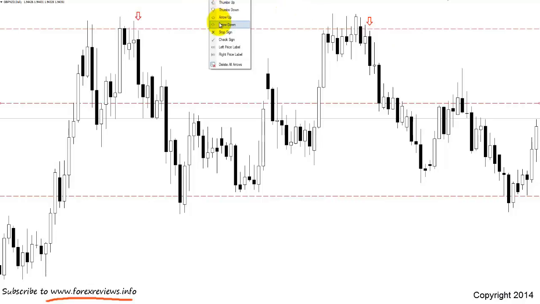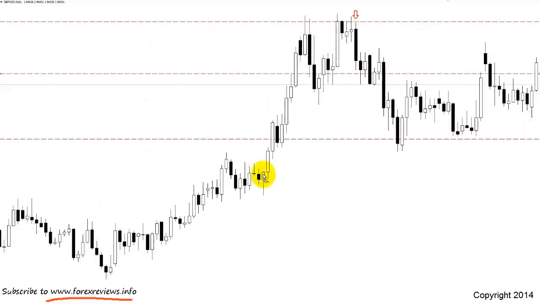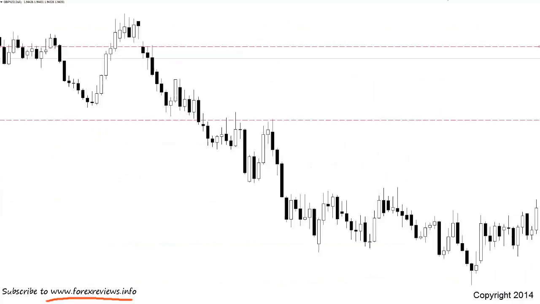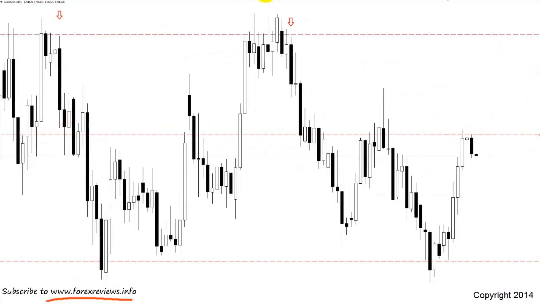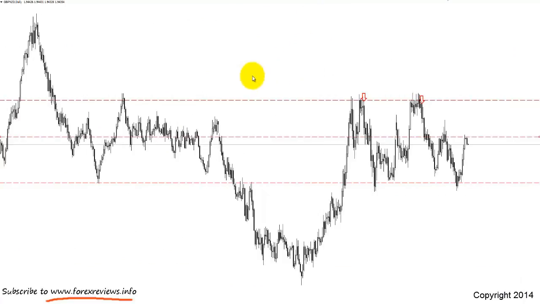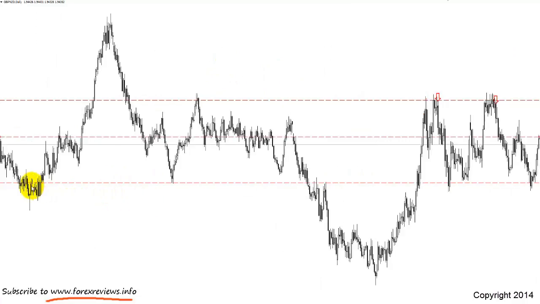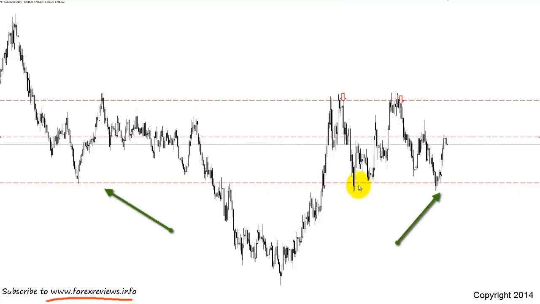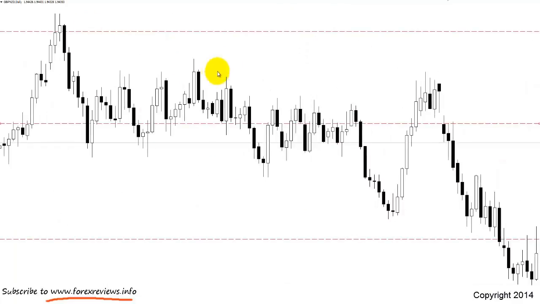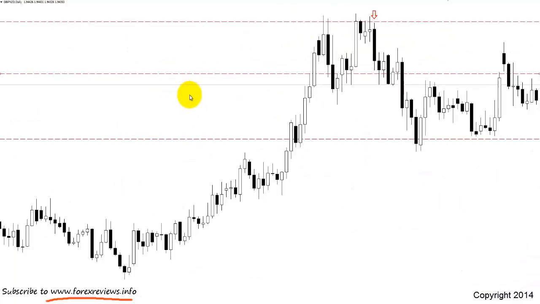Down here, we had a nice support structure, which was formed, well, I'd have to zoom out. Just give me a second. Yeah, as you can see, nice support structure, boom and boom. So when price came back here, what do we expect? We expected that it could act as support again.